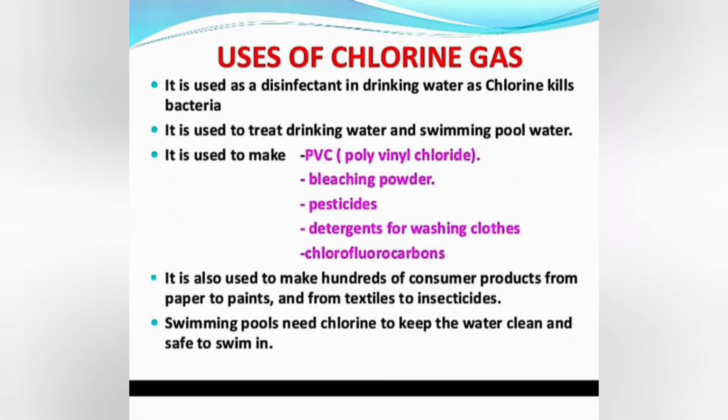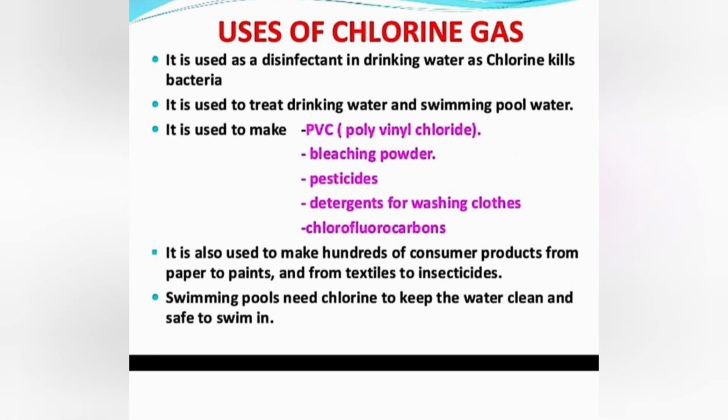Next comes the use of chlorine gas. All these products that we have learned, that is sodium hydroxide, hydrogen gas and chlorine gas, they are obtained from the chlor-alkali process, that is by passing electric current through brine. So the first use of chlorine gas is that it is used as a disinfectant in drinking water as chlorine kills bacteria. It is used to treat drinking water and swimming pool water.